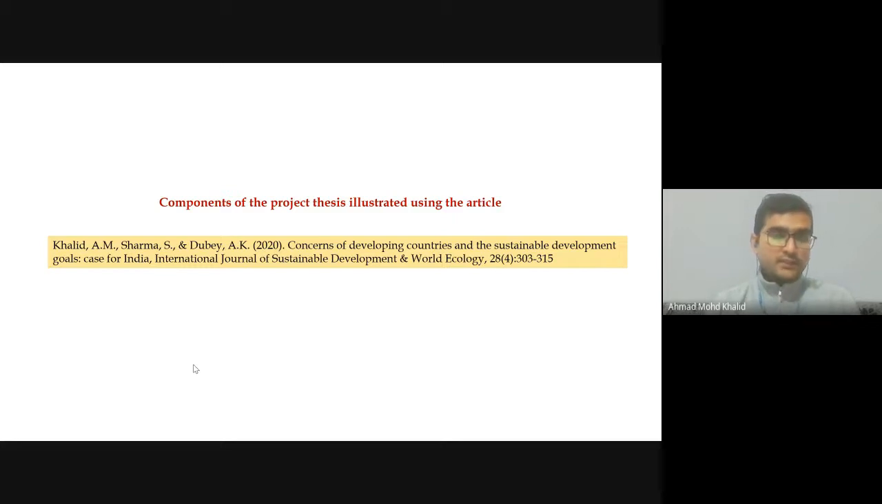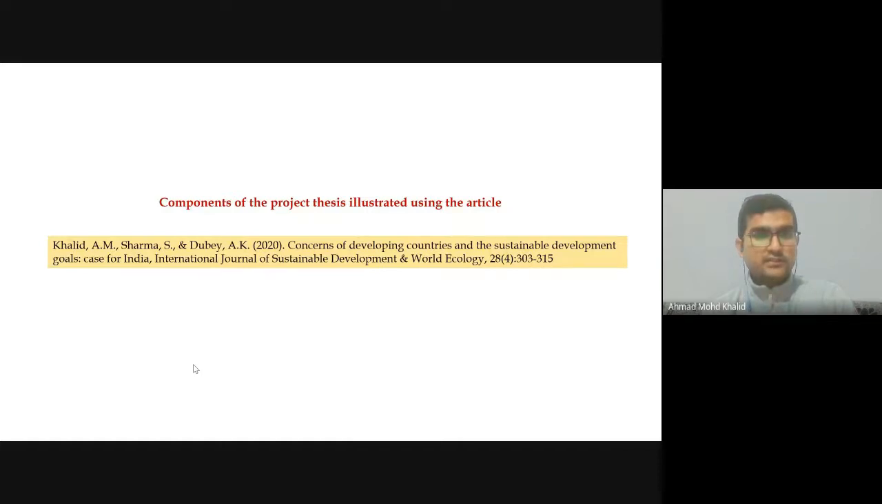Now, I'm using this article, which is titled Concerns of Developing Countries and Sustainable Development Goals, Case for India. It was published in the journal International Journal of Sustainable Development and World Ecology in 2020. I find this article interesting because it has a good illustration of almost all the components you are going to have in your project thesis. So I thought that will give you a good feel about how to approach your thesis and its different components. I will be using this article as reference throughout the components I will talk about.